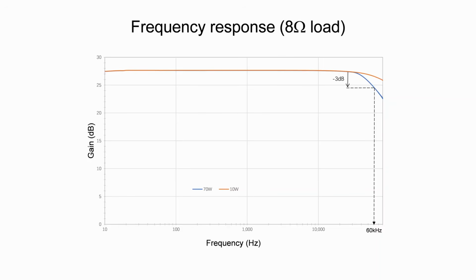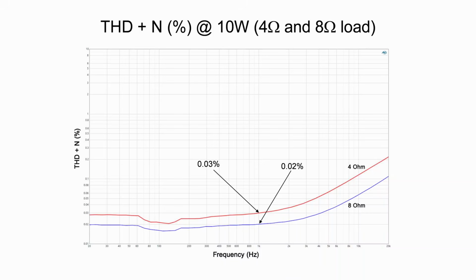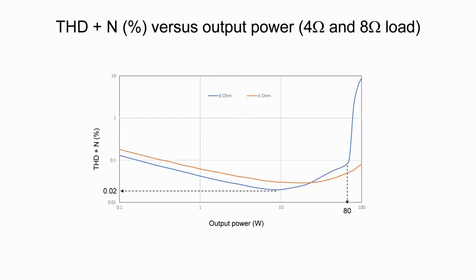For 8 ohms load, bandwidth of the power amplifier at 70 watts output power is 60 kHz. At 10 watts output power, the bandwidth is over 100 kHz. At 10 watts output power to an 8 ohms load, the distortion plus noise is 0.02%. Same output power to a 4 ohms load, distortion plus noise is 0.03%. For 8 ohms load, the output power can go up to 80 watts before the amplifier starts to clip. For 4 ohms load, the output power can go over 100 watts.